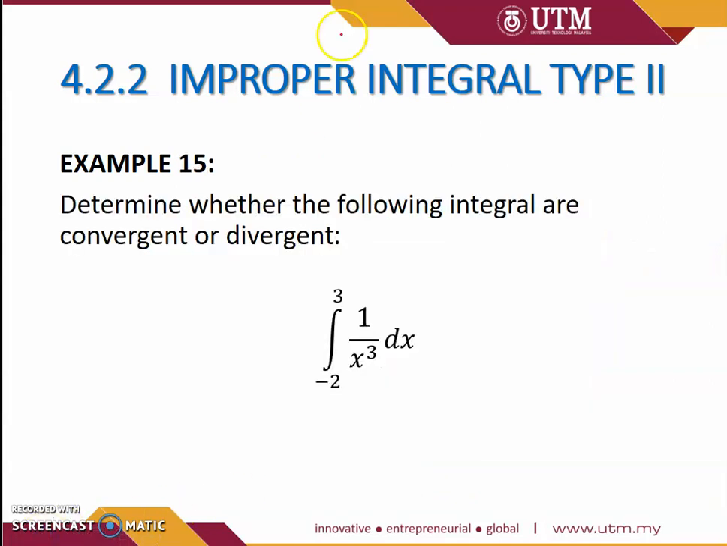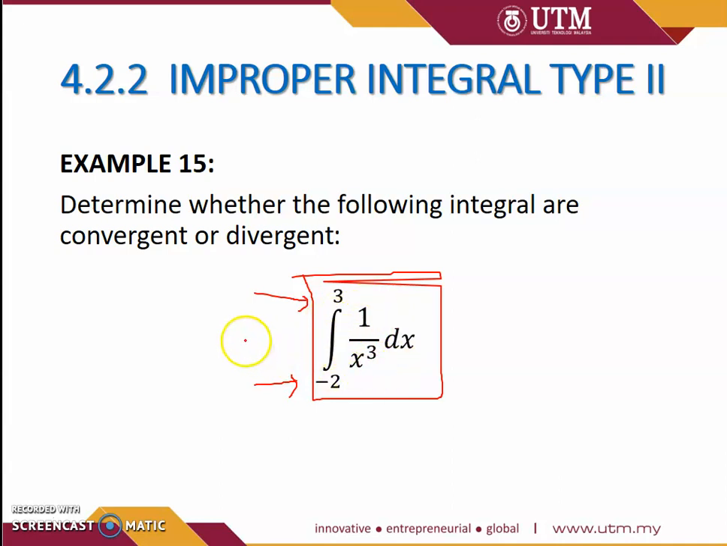Alright, next one. Determine whether the following integral is convergent or divergent. If you look at here, it looks like a proper integral since it is continuous at point negative 2 and continuous at point 3. Please bear in mind that this f(x) is discontinuous at point c, where c is equal to 0 in this case. If x equals 0, we will have 1 over 0, which does not exist. So this integral is improper because it has a discontinuity point at 0.